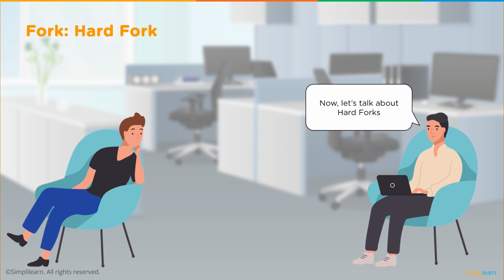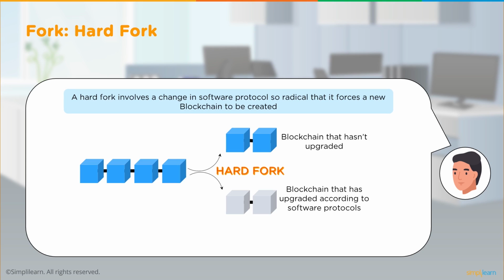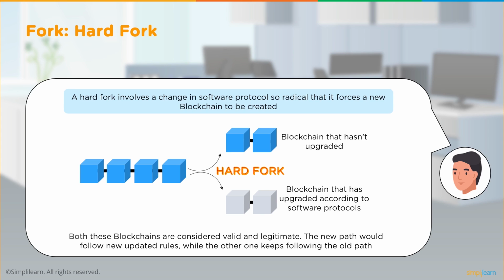Now let's talk about hard fork. A hard fork involves a change in the software protocol so radical that it forces a new blockchain to be created altogether. So basically, in a hard fork, there will be two versions. There will be one blockchain that hasn't upgraded, and there will be a blockchain that has upgraded according to the new software protocols. Both these blockchains will be considered valid and legitimate. The new path would follow new updated rules while the other one keeps following the old path. So the old one will not be discarded and will remain in existence.